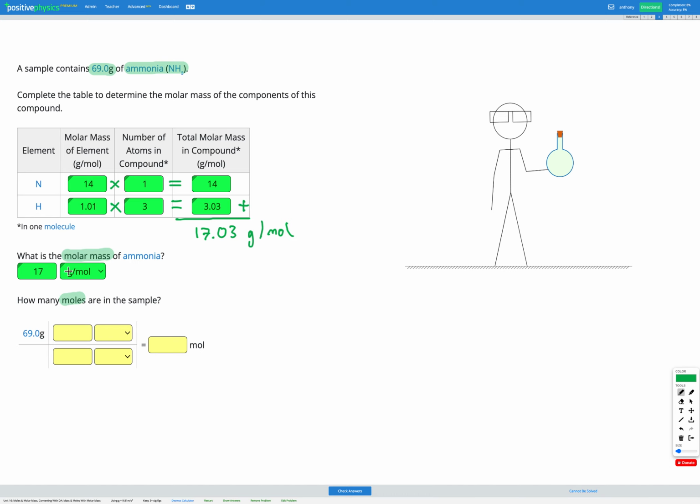And remember, the molar mass tells us our conversion factor. So we had a molar mass equal to 17.03 grams per mole. What that means is that 17.03 grams of ammonia, NH3, is equal to 1 mole of ammonia, NH3. So that's going to be our conversion factor. And we're trying to get from grams into moles.